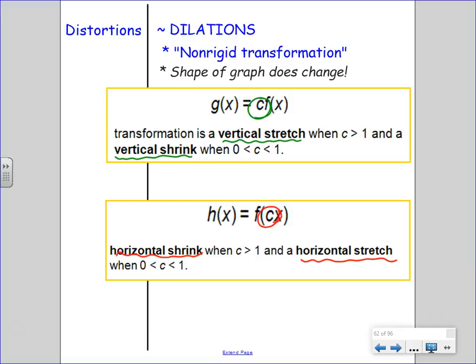But wait, horizontals are always weird, meaning the shifts. Remember, minus a number, where are you going? To the right. And when you're adding a number, where are you going? So when we're multiplying by something like 2, we're shrinking. And when we're multiplying by something like a half, we're stretching. I'll show you why in a second.